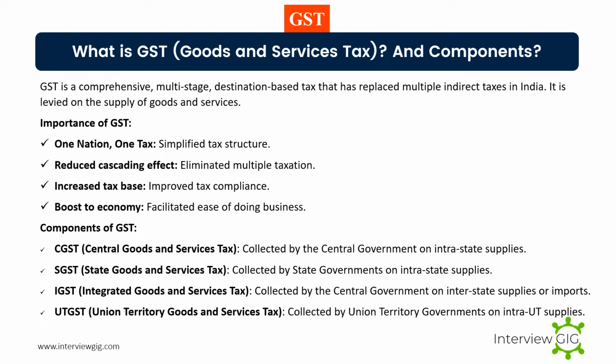Components of GST. CGST, collected by the central government on intrastate supplies. SGST, collected by state governments on intrastate supplies. IGST, collected by the central government on interstate supplies or imports. UTGST, collected by union territory governments on intra-UT supplies.